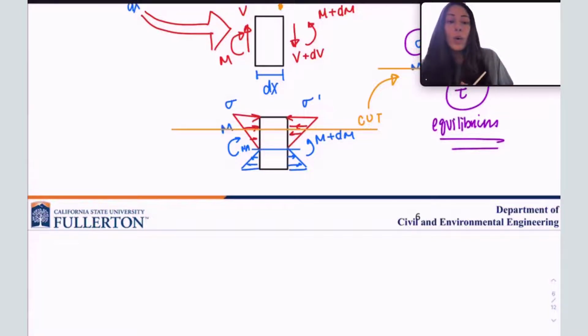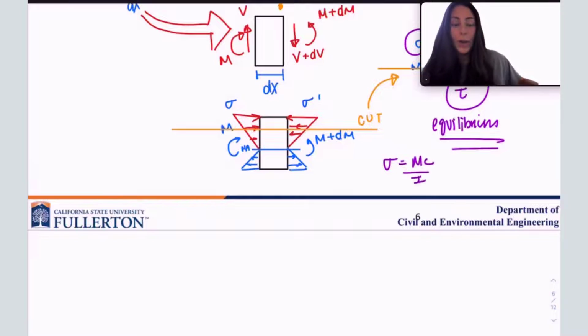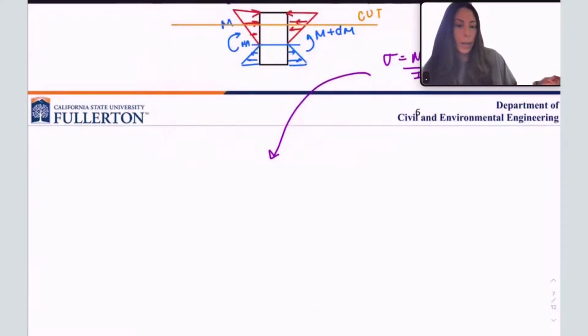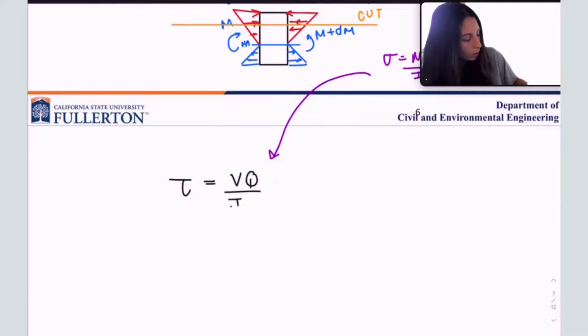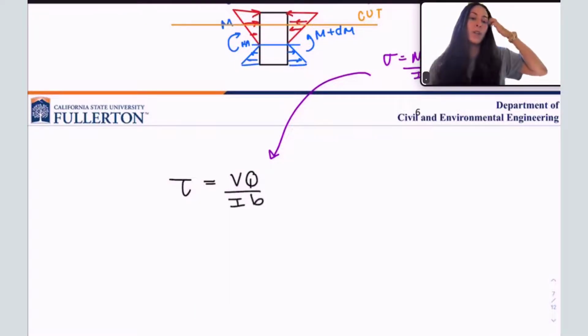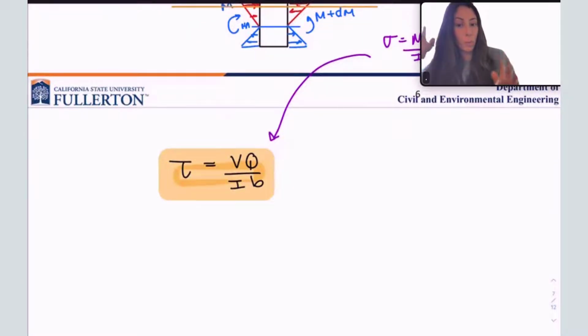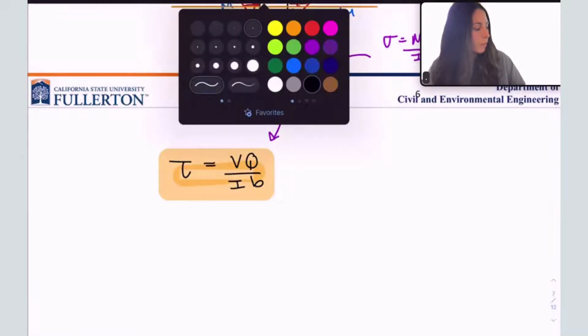When I go through that derivation, I will add in sigma equals Mc over I, or My over I, all of that good stuff, and I will be left with this equation here after I go through equilibrium. I will get tau equals VQ over Ib, and I'm going to go through what each of these are. This is my shear stress formula. Now, let's go ahead and define each of these terms.